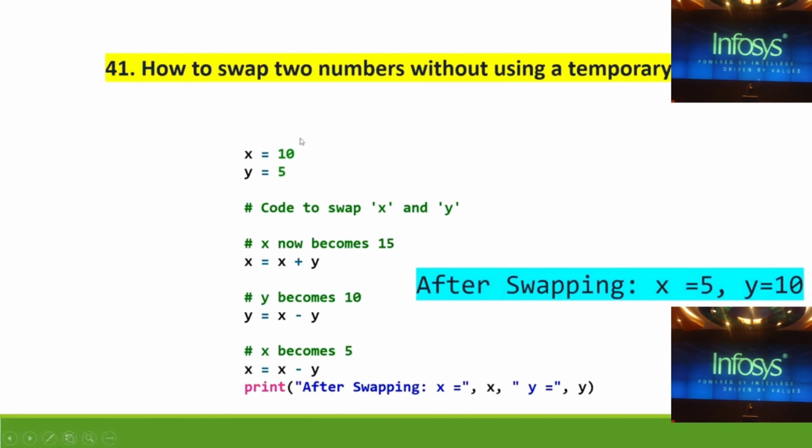Then again you are swapping, x is equal to x minus y, so x is equal to 5. Then y is equal to 10. After swapping, the output is x is equal to 5 and y is equal to 10.